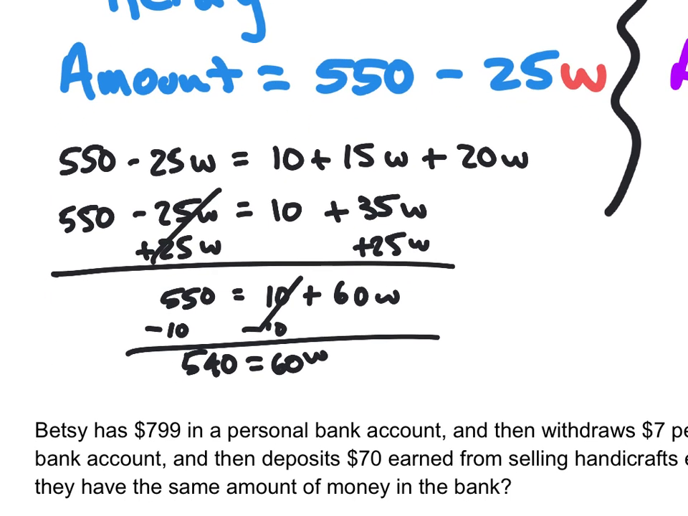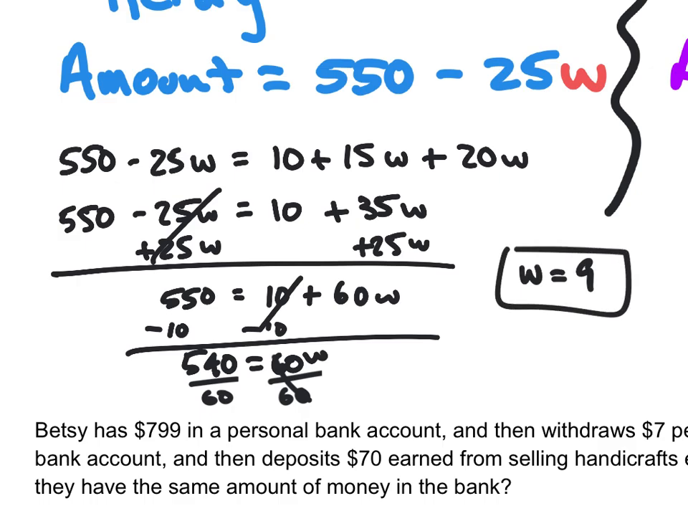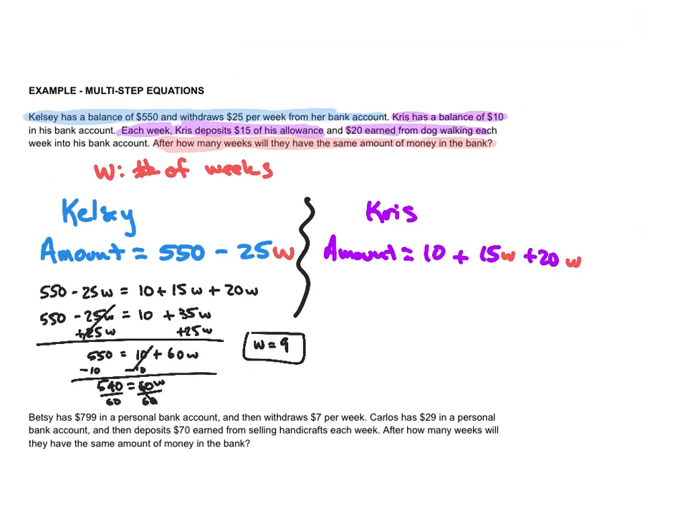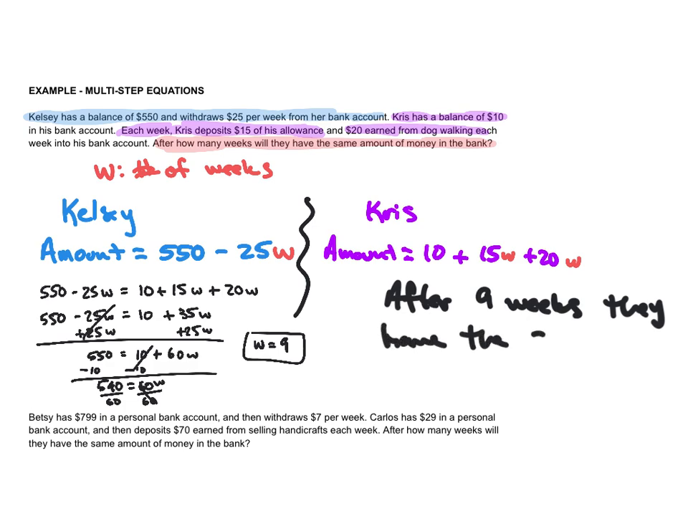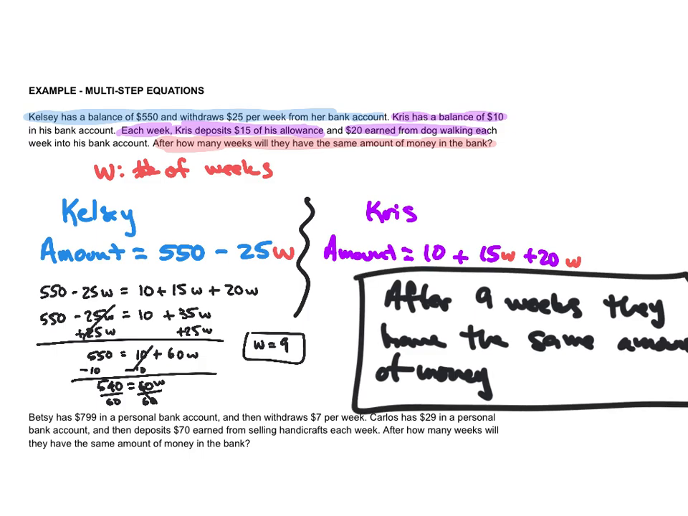Now my last step here would be to divide both sides by 60, and that would end up giving me that W is equal to 9. Now let's go back and figure out what this all means in the context of the problem. So what I would say is that after 9 weeks, they have the same amount of money. Okay? And that's how I would answer that question.